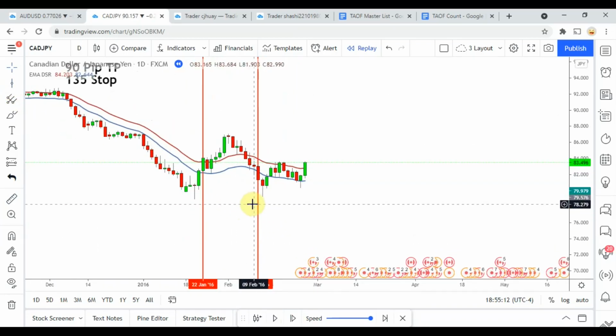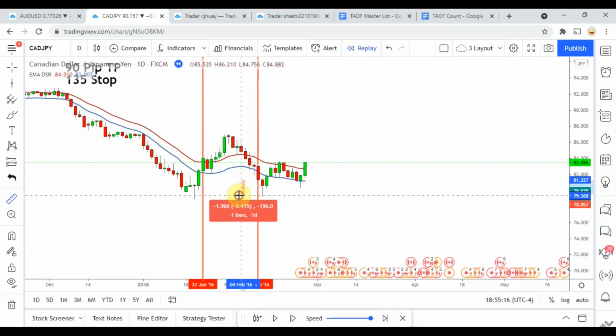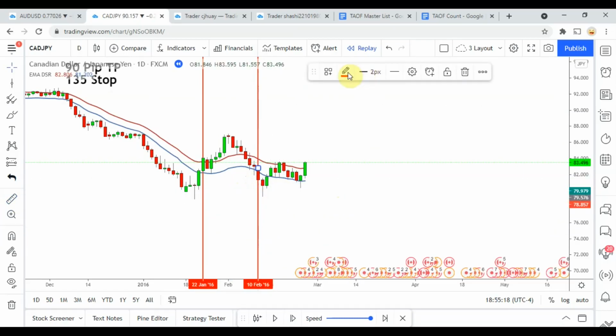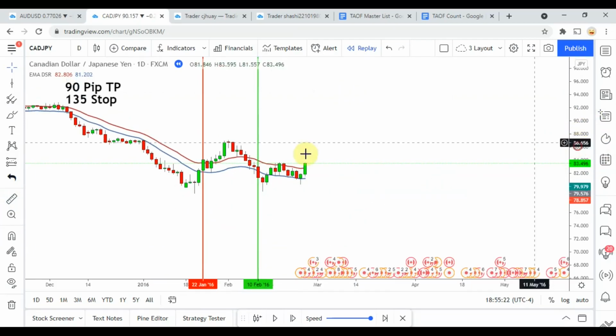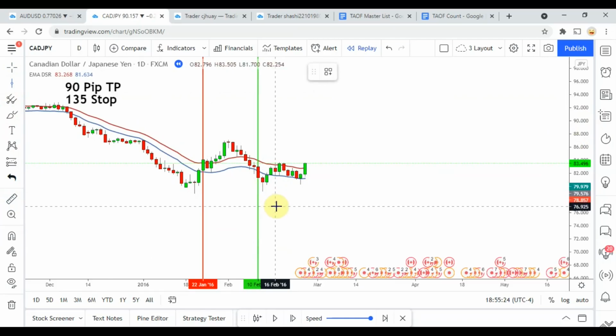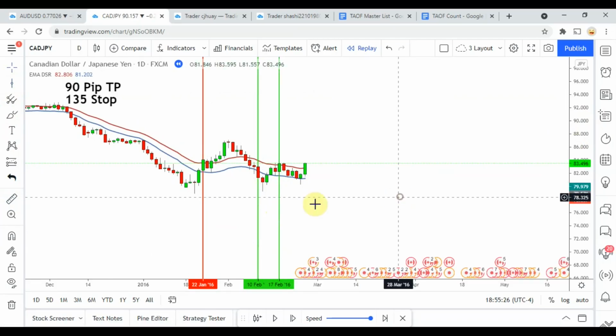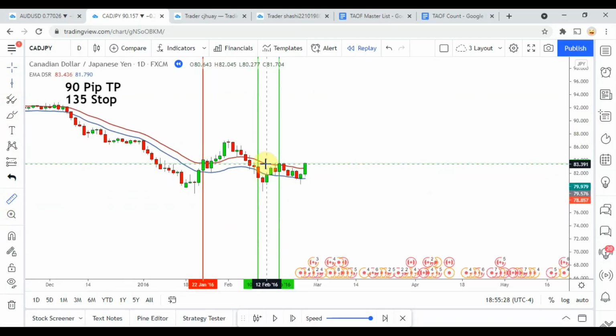Then we get a short signal right here on that one. That does get us to take profit there. Then we pick up a long signal right there.